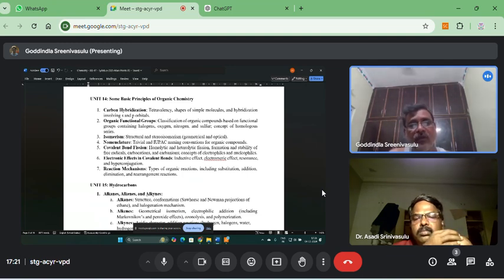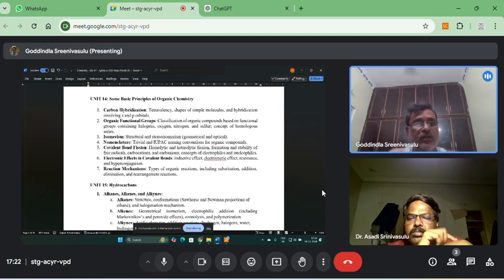IUPAC naming conventions for organic compounds, International Union of Pure and Applied Chemistry. It has formulated some guidelines on how to name a particular compound. According to the IUPAC, naming conventions are being done in modern chemistry.